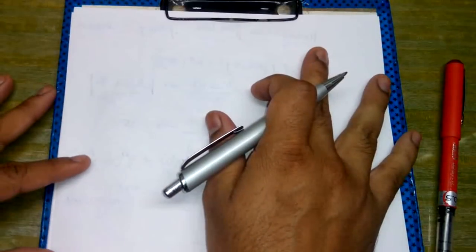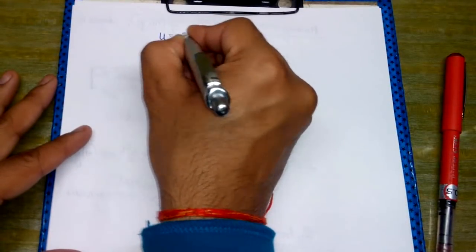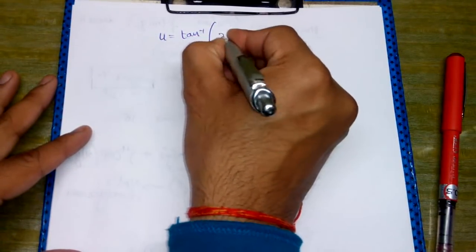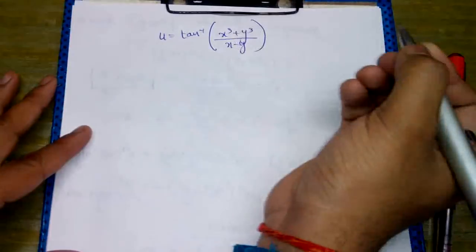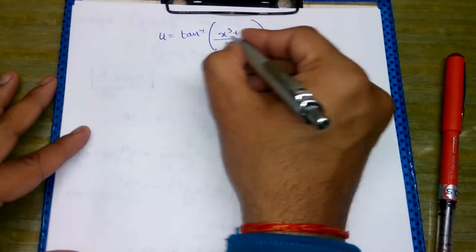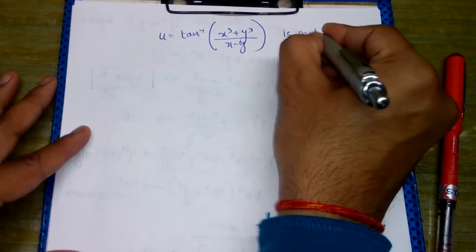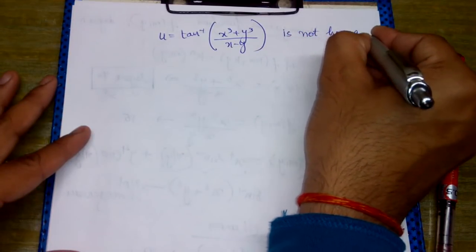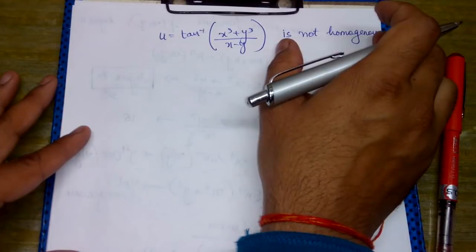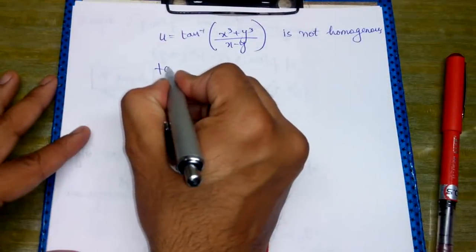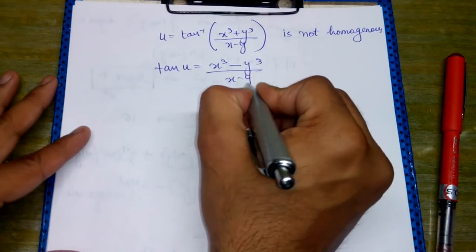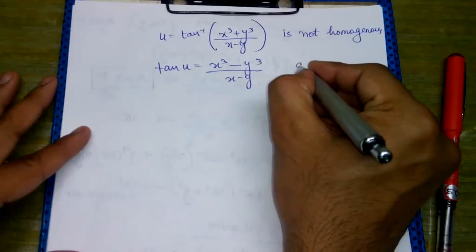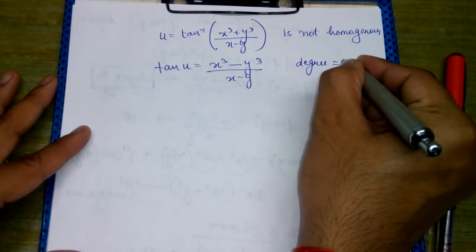So let us do a question which is based upon Euler's theorem. The question that has been given to us: let u is equal to tan inverse of x cube plus y cube upon x minus y. This is not a homogeneous function, but tan u is equal to x cube plus y cube upon x minus y, which is actually a homogeneous function of degree 2.